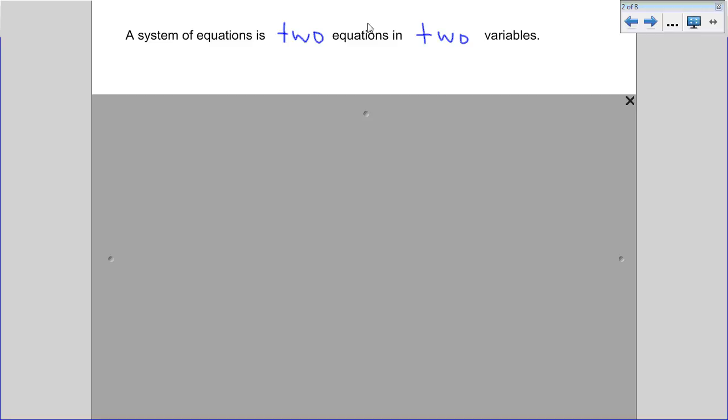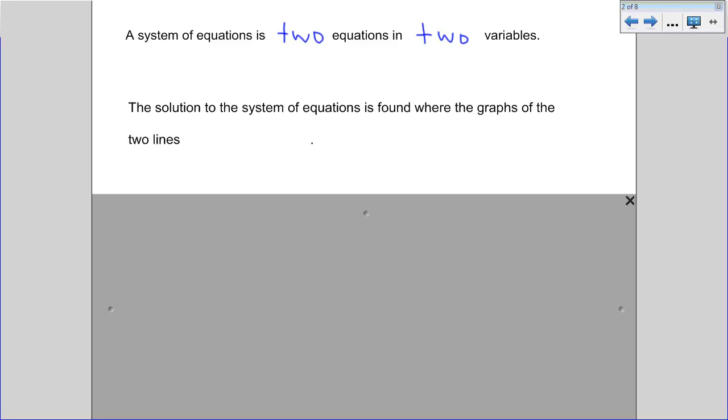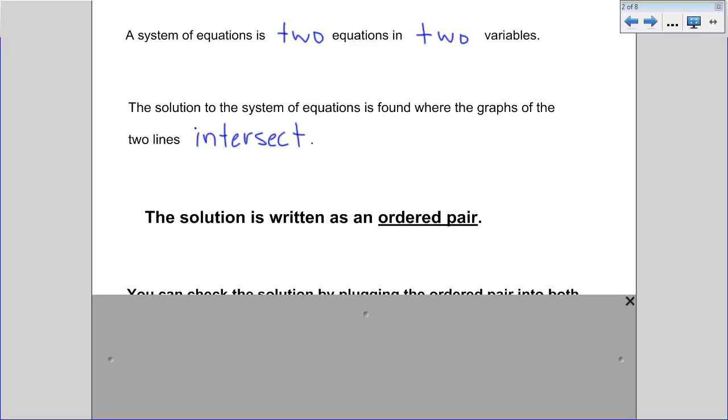In algebra 2, we do take a look at three equations in three variables, x, y, and z. All right? The solution to the system is found where the graphs of the two lines intersect. Because we're dealing with two variables, we're going to have both x and y, which falls on our coordinate plane. That's where we find both the x-axis and the y-axis. And so we're going to be looking at where those two lines intersect, which means the system has a solution that's going to be written as an ordered pair.